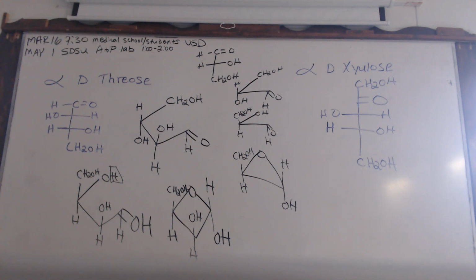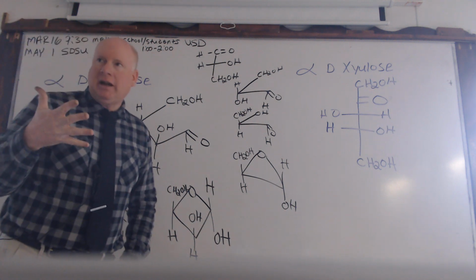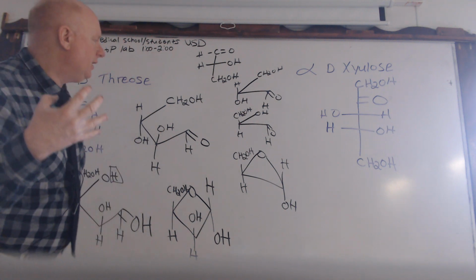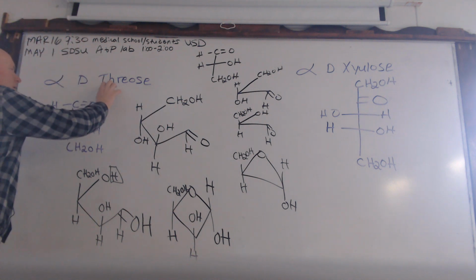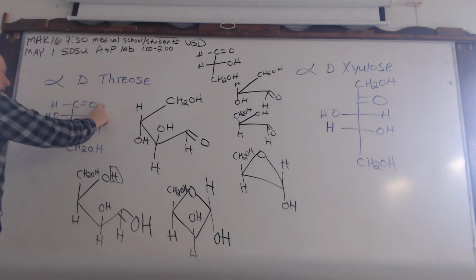If it's 3 carbons, it's a triangle. If it's 4 carbons, it's a box. If it's 5 carbons, it's a pentagon. And if it's 6 carbons, it's a hexagon. That's only the case for aldose sugars, okay?